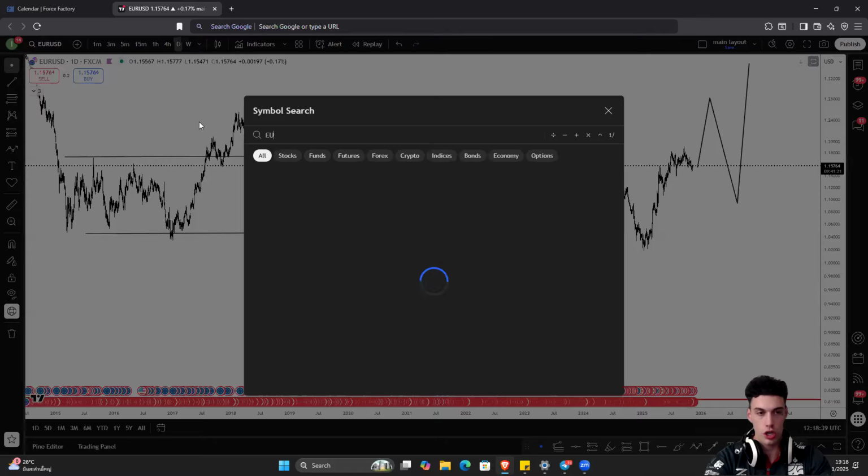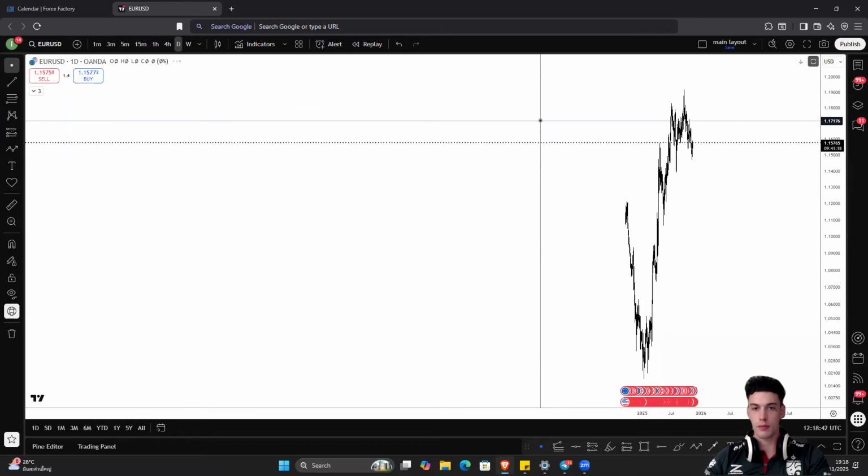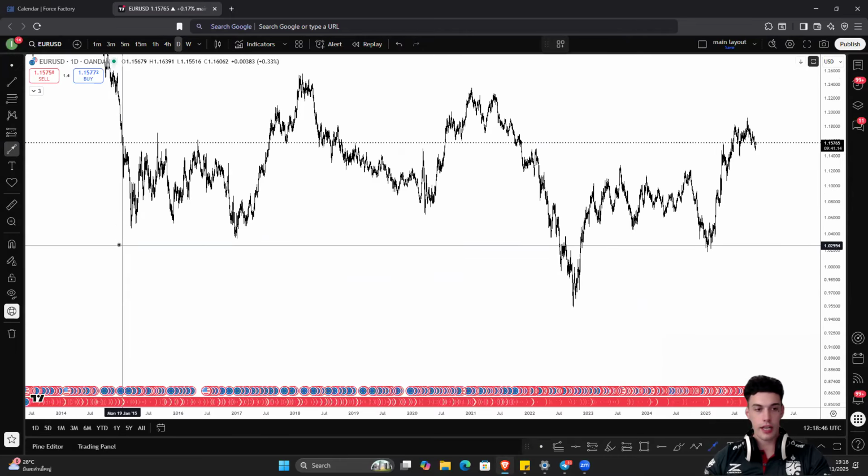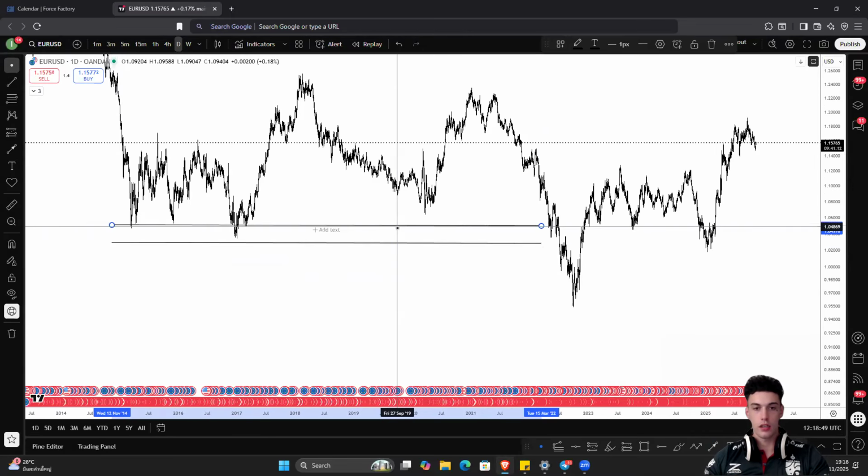So I'm just going to use a different chart. Again, I don't want to get rid of all those markups. So let's say now we put in our trading range. We know this is obviously our accumulation.